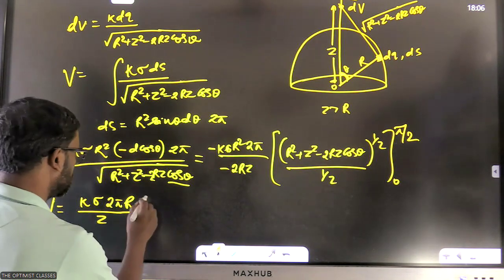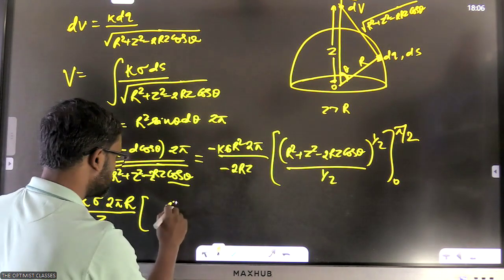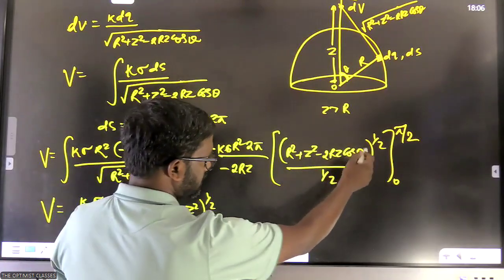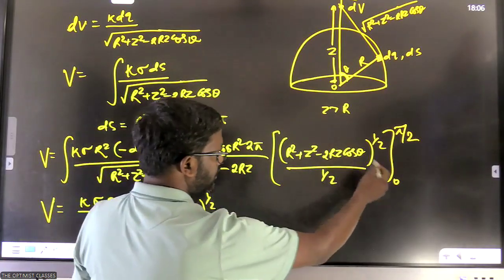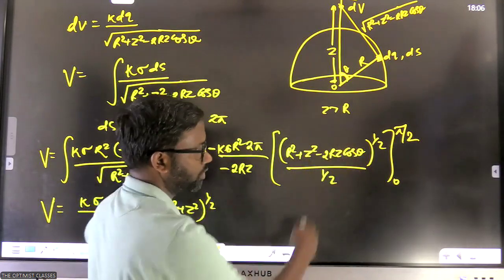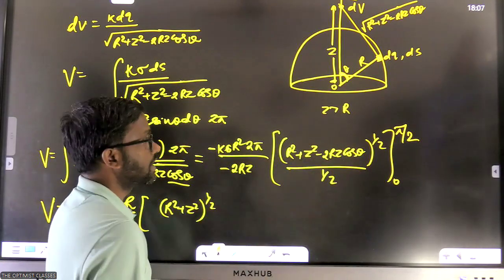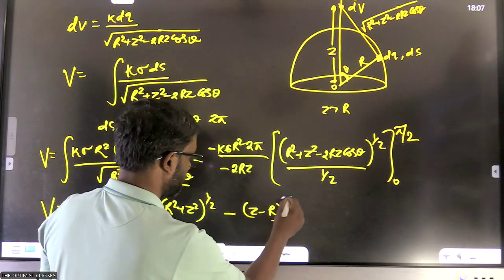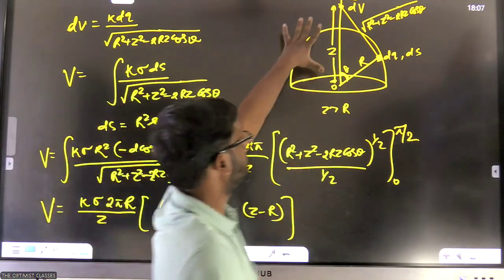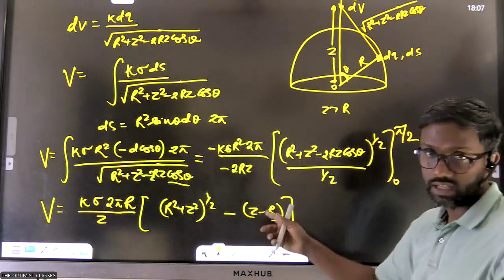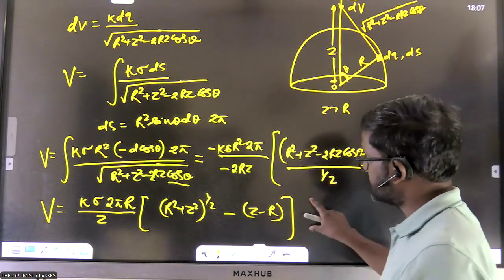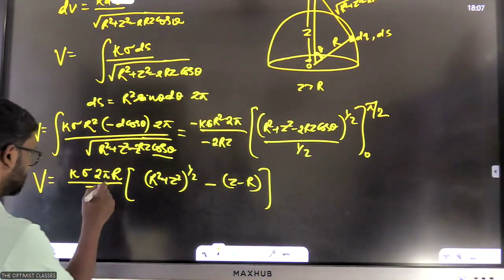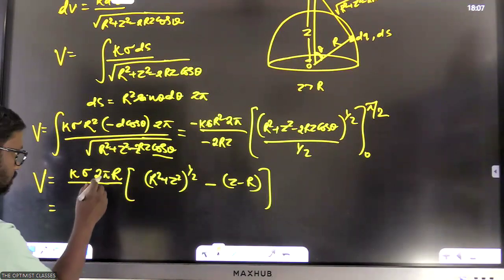And when you put the limit, you are going to get here r square plus z square whole power 1 by 2, because theta makes it 0. And when you put theta equal to 0 here, it becomes r square plus z square minus 2rz. So that is basically z minus r whole square. Since z is greater, that's why we will write it like this, minus z minus r. It is explicitly shown that z is greater, so that's why we'll write it as z minus r, not as r minus z. All right, so that's what we are getting. So this is the potential. We can multiply by this 1 by z, and we can put k equal to 1 by 4 pi epsilon naught. So that 2 pi will cancel out.